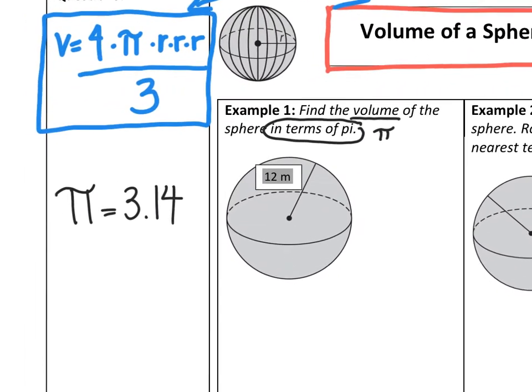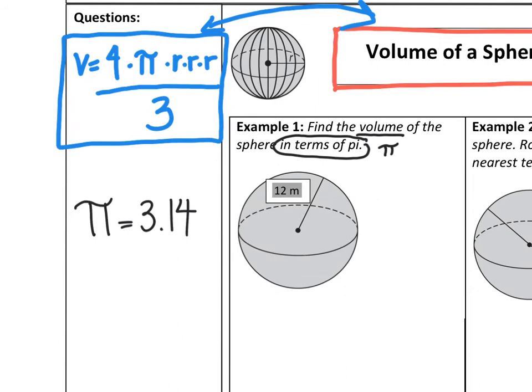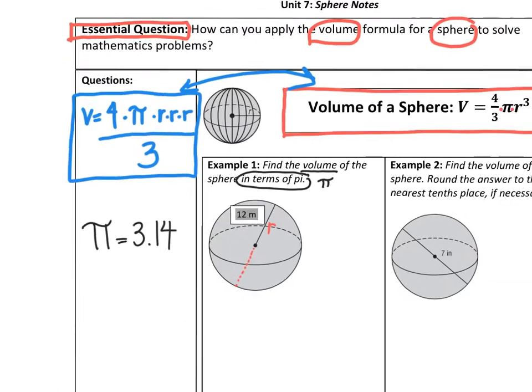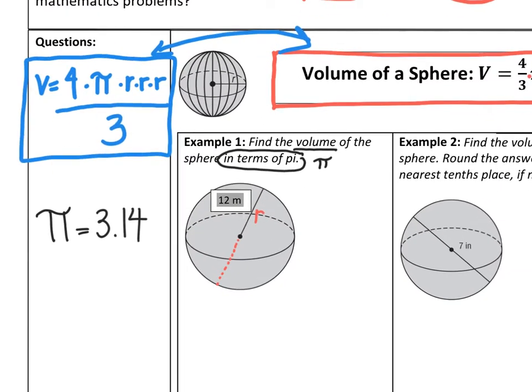Now, we've been talking about radius and diameter. And just a quick reminder, just in case you're just joining us, radius is half the distance, whereas diameter would be the whole distance across. So in this case, we already know what the radius is. It's 12 meters. So let's solve this first one. The first thing we want to do is write the formula down. We know we need volume, and we know we need pi at the end of our answer. So 4 times pi times r times r times r. And when we're all done, we're going to divide by 3.